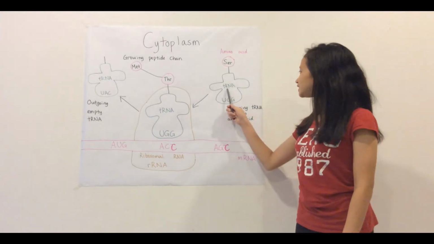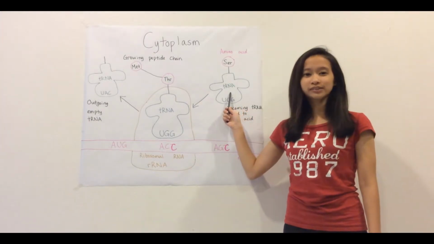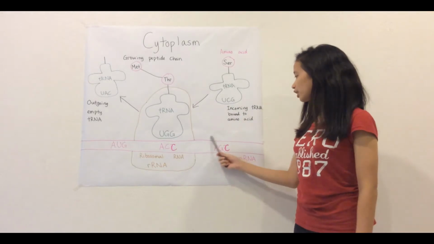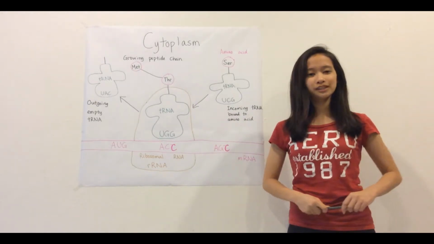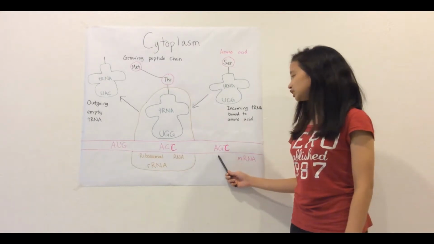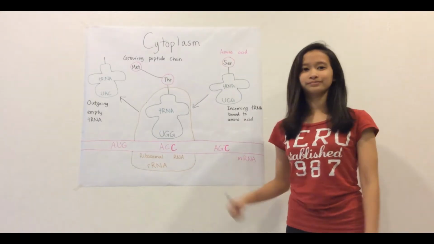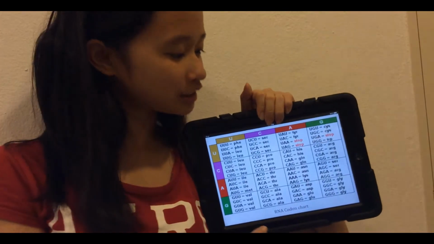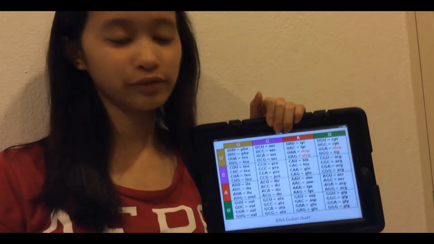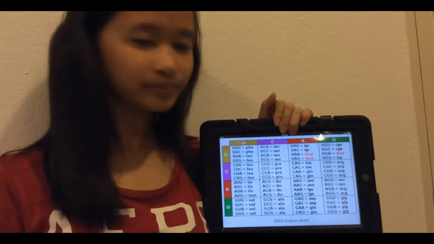And then the tRNA, also known as the transfer RNA, will read the mRNA's message in triplets, also known as codons. This means that it will read the mRNA message 3 bases at a time. Before we go any further in learning about the translation process, let's first learn about how the codons are read from this RNA codon chart.